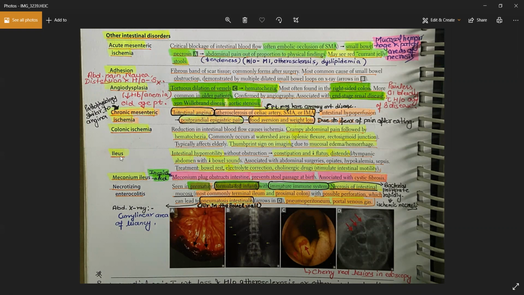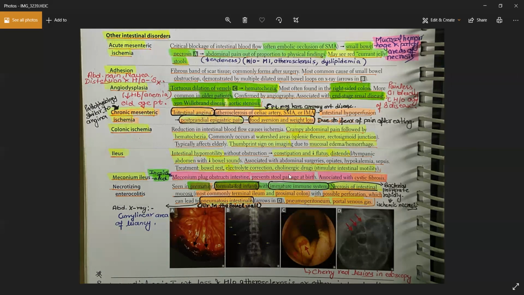Whenever you have a diarrhea, step one will tell you the patient is having increased bowel sounds, and the increased bowel sound is the way of telling you that the patient is having diarrhea, right? If you're having decreased bowel sounds, that means the patient is having constipation, right?